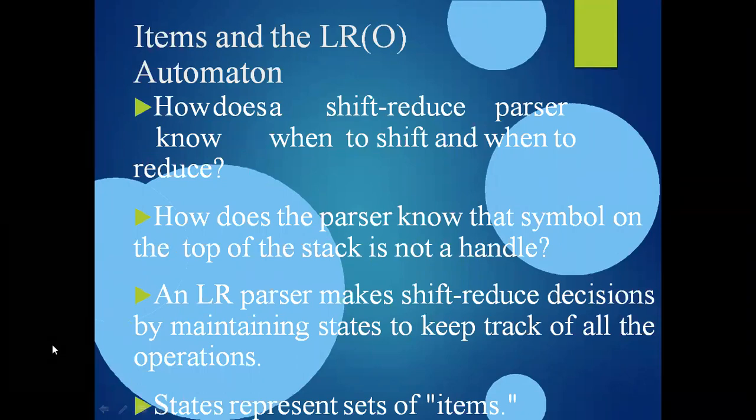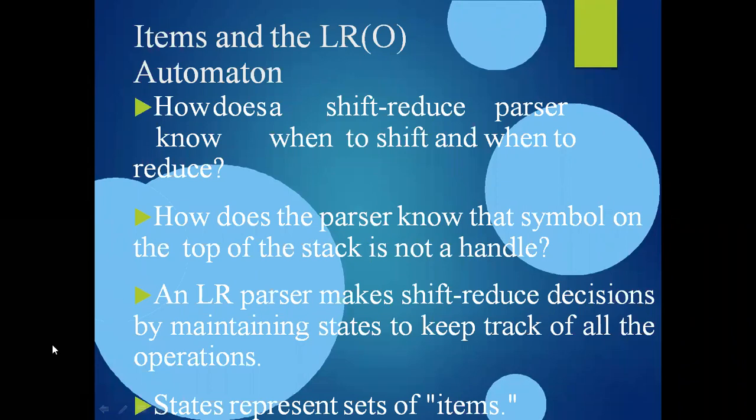What it means is, once read down these points. Here we have questions like this. How does a shift reduce parser know when to shift and when to reduce? How does the parser know that the symbol on the top of the stack is a handle? An LR parser makes shift reduce decisions by maintaining states to keep track of all the operations. And what do the states represent? States represent the set of items. How are we getting the set of items?